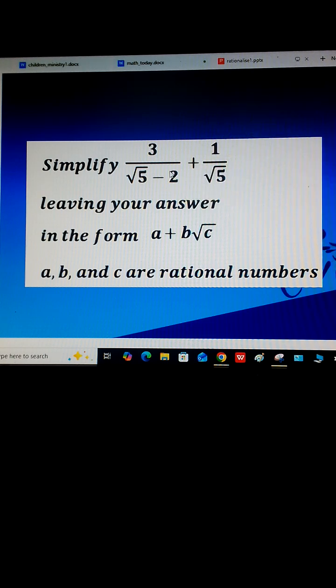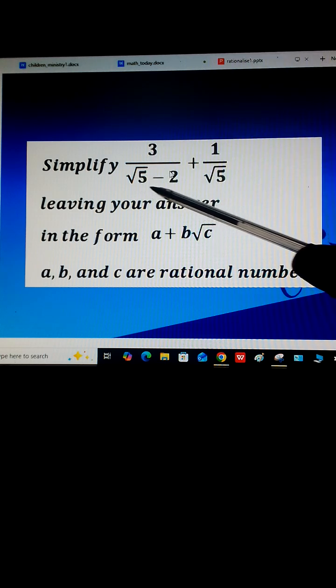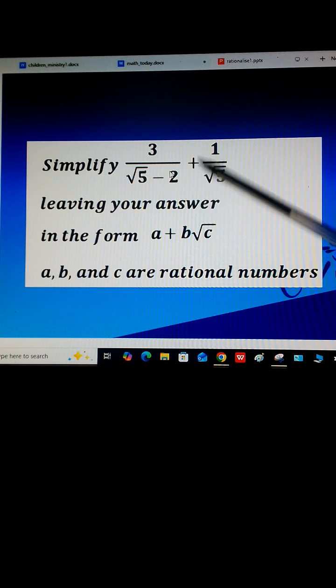We find that we can express it in the form of the identity a squared minus b squared is equal to a plus b into a minus b, which is called the difference of squares. So we introduce another term, that is root 5 plus 2. We multiply root 5 minus 2 by root 5 plus 2, so that it is of the form a plus b into a minus b.